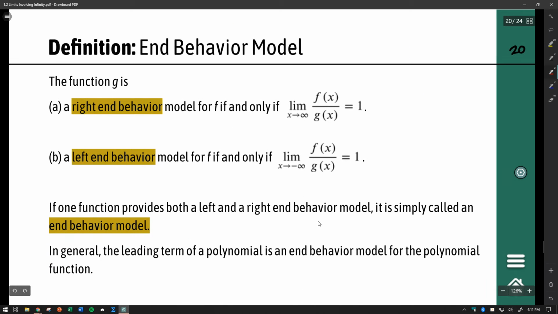So here's a definition. The function g is a right end behavior model for f if and only if the limit as x goes to positive infinity of the ratio of the two functions f over g is equal to 1. It's a left end behavior model for f if and only if the limit as x goes to negative infinity of f over g is equal to 1 as well. And if one function provides both a left and a right end behavior model, then it's simply called just an end behavior model.